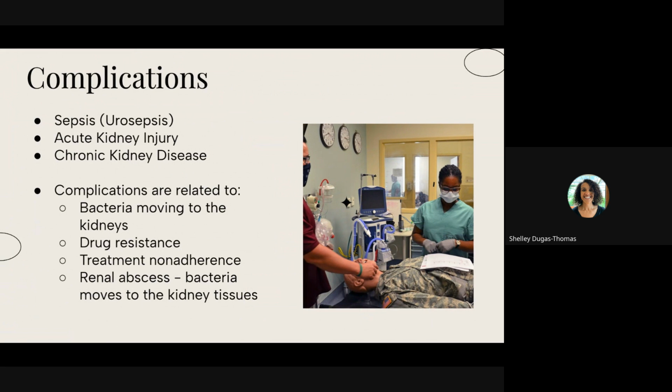Early recognition of UTI and prompt treatment are essential to prevent recurrent infection and the possibility of complications such as kidney disease, sepsis, urosepsis, strictures, and obstructions. Complications are usually associated with patients not taking their full course of antibiotics, infections that are antibiotic resistant, or infections going untreated for too long and traveling to the kidneys.